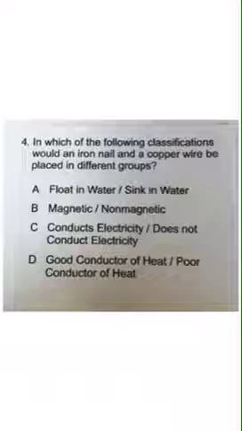Number 4. In which of the following classifications would an iron nail and a copper wire be placed in different groups? A. Float in water and sink in water. B. Magnetic, non-magnetic. C. Conducts electricity, does not conduct electricity. D. Good conductor of heat, poor conductor of heat.